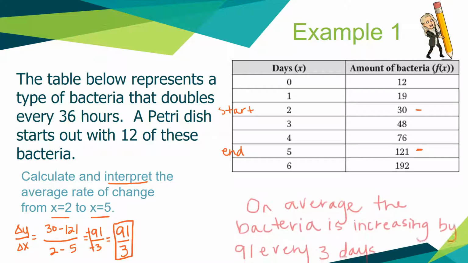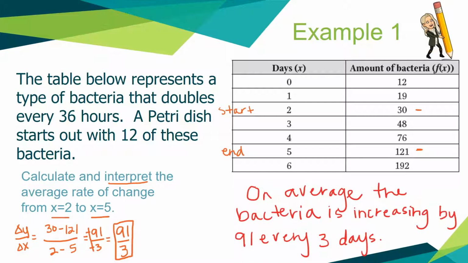What does that mean? Well, that means on average, the bacteria is increasing by 91 every 3 days. So this rate of change, 91, is what it's increasing. That's my y, that's my output, and 3 was my input. So 3 is in terms of days. Thinking here, it's in terms of days. So every 3 days, the bacteria is increasing by 91.